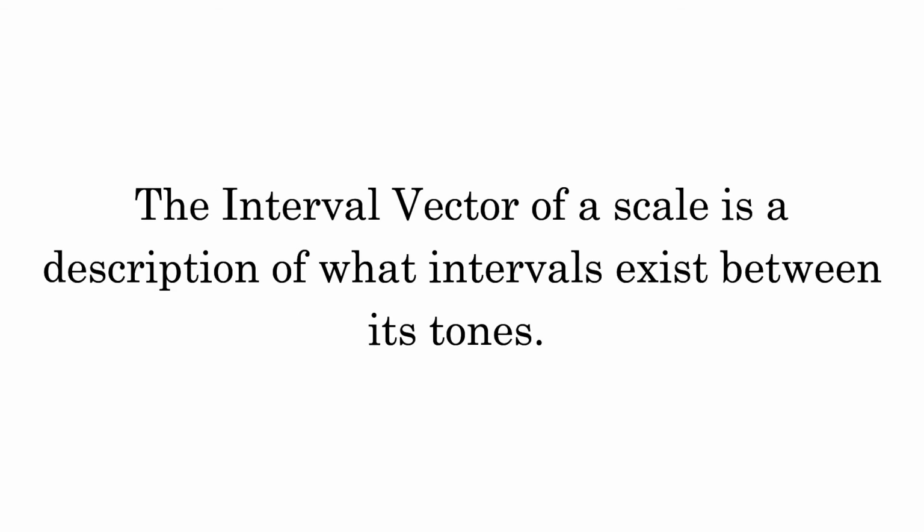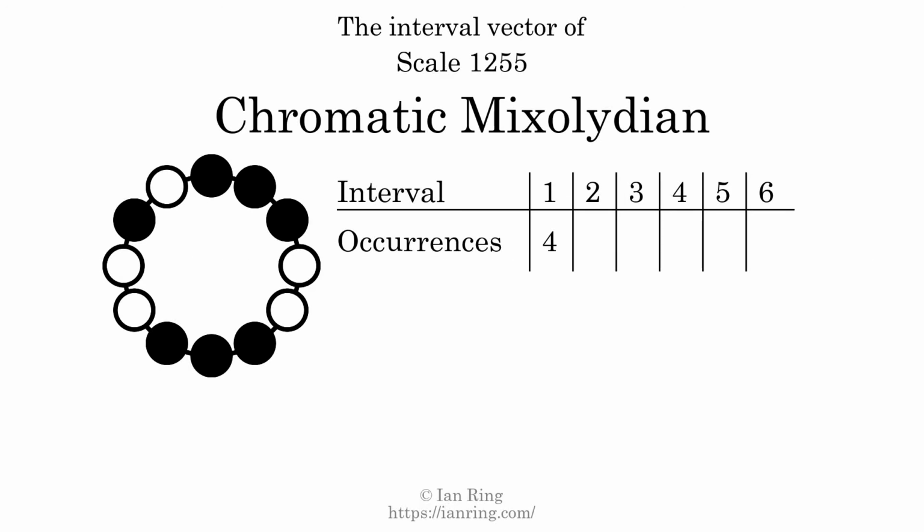The interval vector of a scale is a description of what intervals exist between its tones. There are 4 intervals with the size of 1 semitone. They are here, here, here, and here. There are 3 intervals with the size of 2 semitones. They are here, here, and here. There are 3 intervals with the size of 3 semitones. They are here, here, and here.